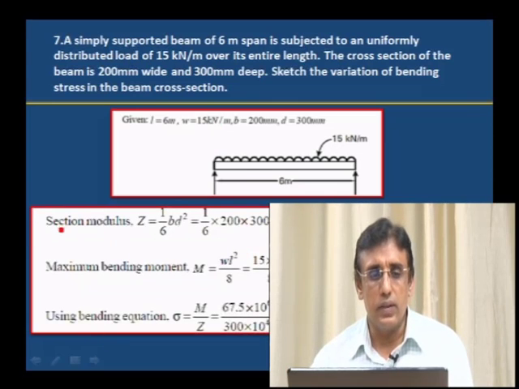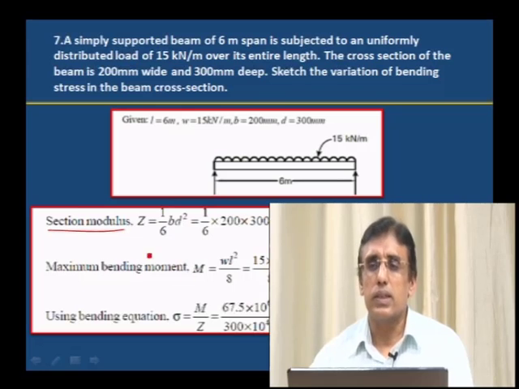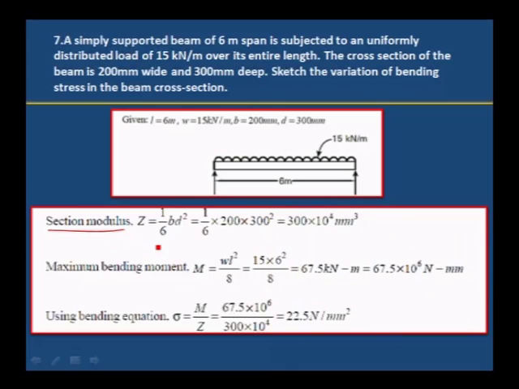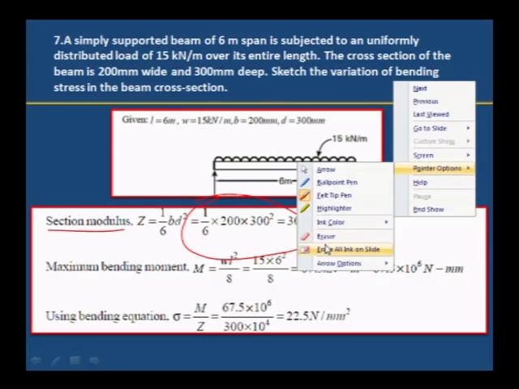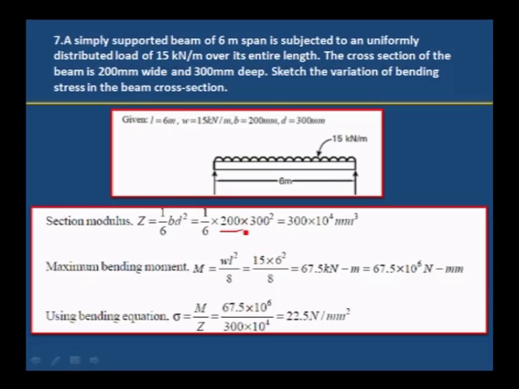First, find out the section modulus. Section modulus Z is equal to 1/6 BD square. Since B and D are given, by having the values of B and D, find out Z. 1/6 BD square. B is 200 mm, D is 300 mm, given in the problem. Therefore, Z is equal to 300 into 10 to the power of 4 mm cube.